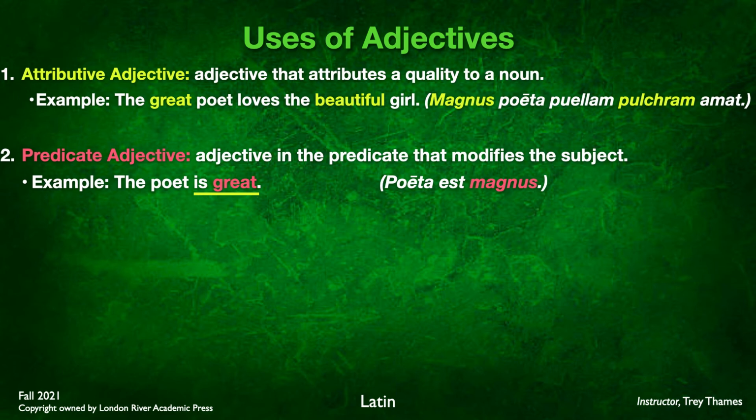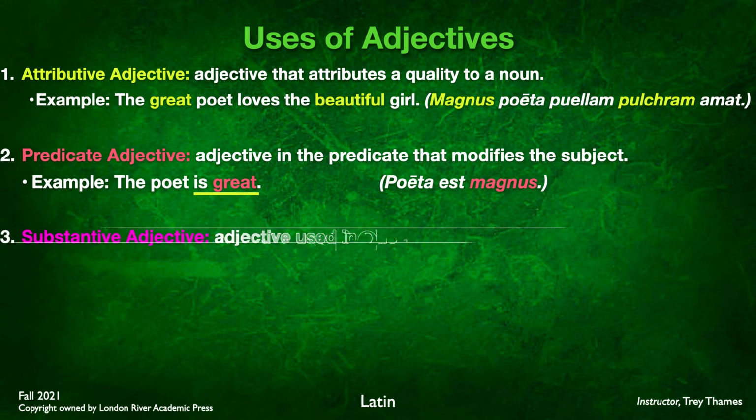Here's the Latin version of that sentence, poeta est magnus, the poet is great. And just as a reminder, you may be wondering, why don't magnus and poeta have the same ending? Again, they don't necessarily have to have the same ending. They just have to agree in case, number, and gender. Even though poeta is a first declension noun, it is a masculine first declension noun. So therefore, the adjective great, magnus, needs to be the masculine form, masculine nominative singular, just as poeta is masculine nominative singular. So that's the predicate adjective use of the adjective.